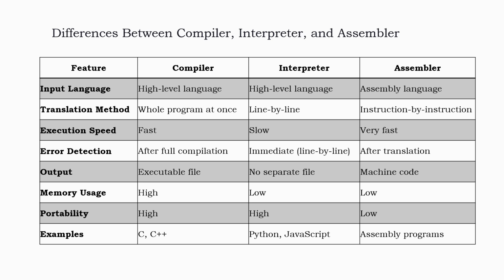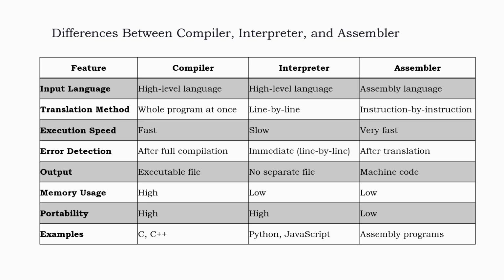When it comes to execution speed, the order is: assembler is faster than compiler, whereas compiler is faster than interpreter. The assembler produces the fastest machine code because it is closest to hardware. Error detection: a compiler shows errors after compiling the entire program, whereas an interpreter shows errors immediately, line by line. For an assembler, if errors occur, they occur at the instruction level.